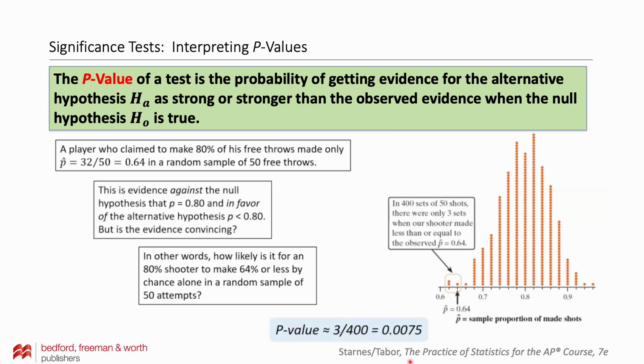So it's not very likely, because if we do the math, the p-value, which is 3 out of 400, is equal to 0.0075, which is smaller than 1%, a super tiny percentage, and that is called the p-value.